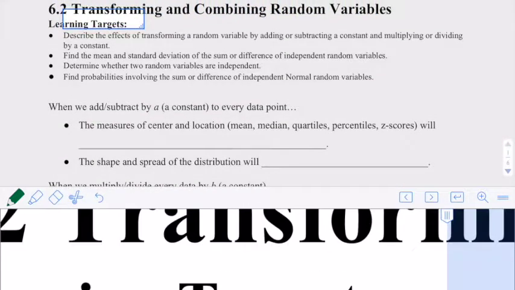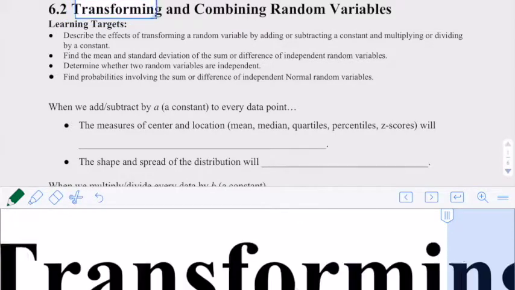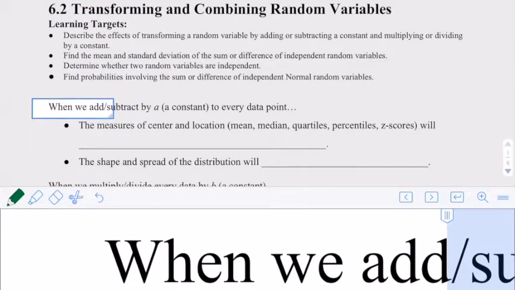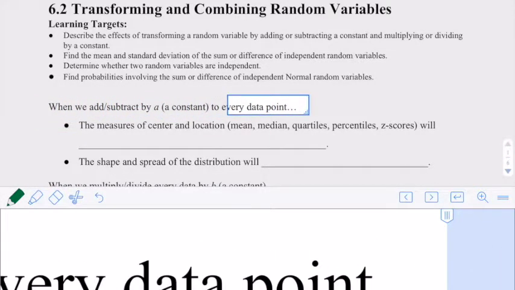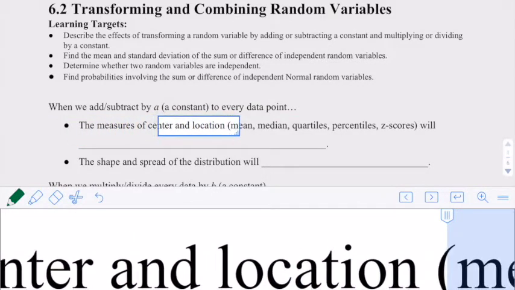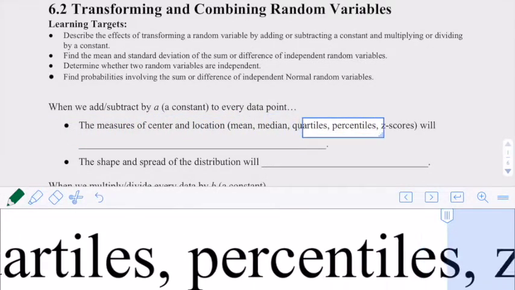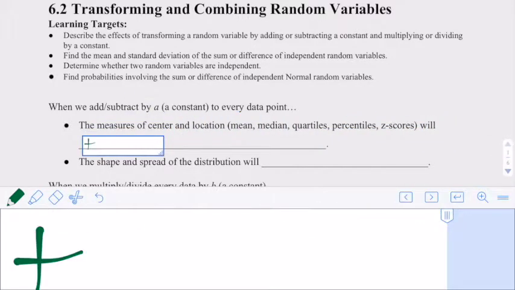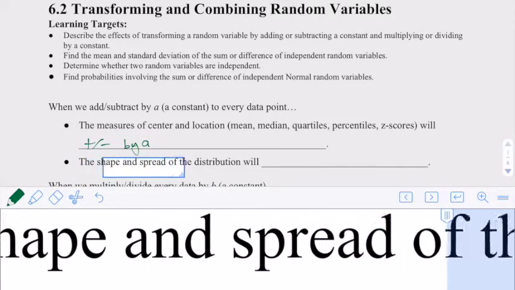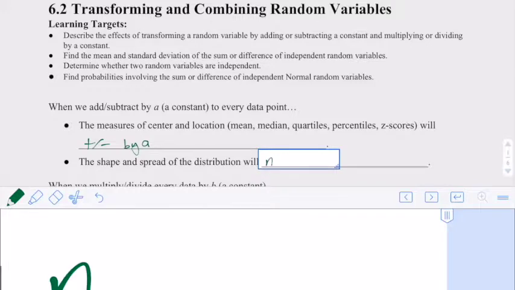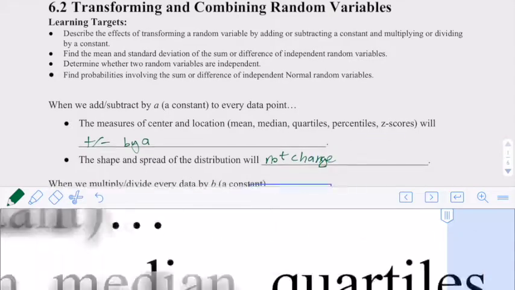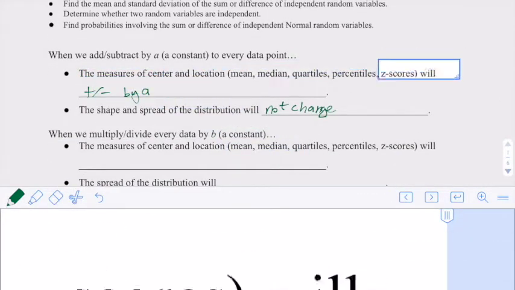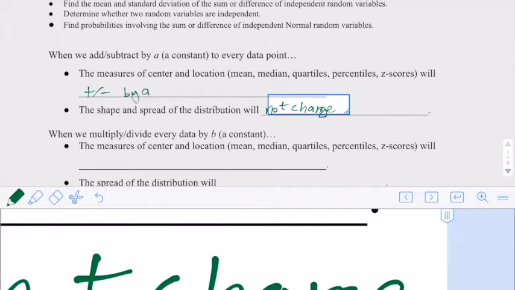So we talked about transforming before a while ago. Hopefully you should be solid on that. So let's remember some of that stuff first. When we add and subtract by a, which is a constant, to every data point, the measures of center and location, mean, median, quartiles, percentiles, z-scores will all add or subtract by a. The shape and the spread of the distribution will not change. So that's the same. Remember, the whole distribution moves up, so the width doesn't change and the shape doesn't change.